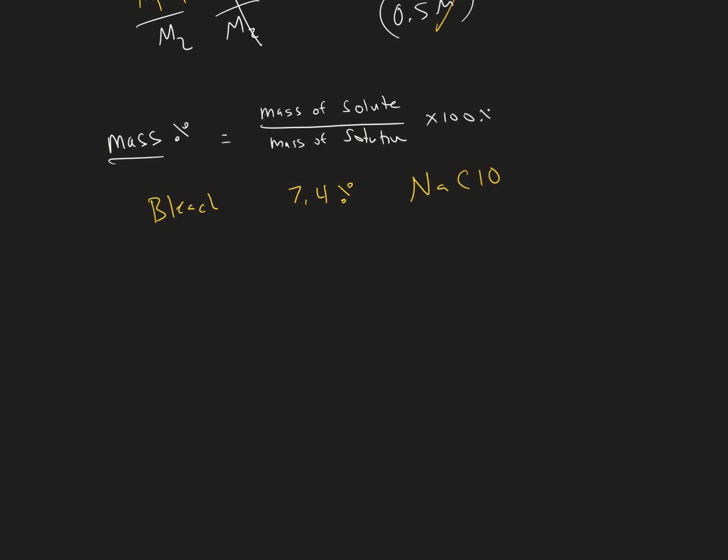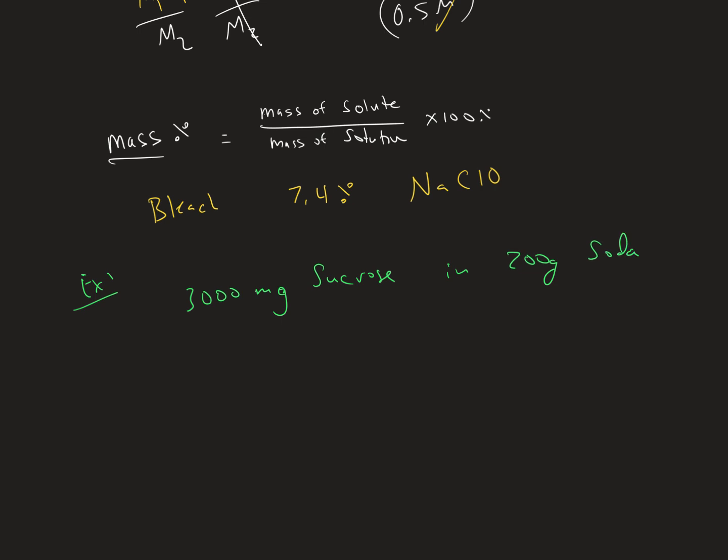Are we good with mass percent? Should we try one? Okay. So let's say we have 3,000 milligrams of sucrose. This is table sugar. In 200 grams of soda.